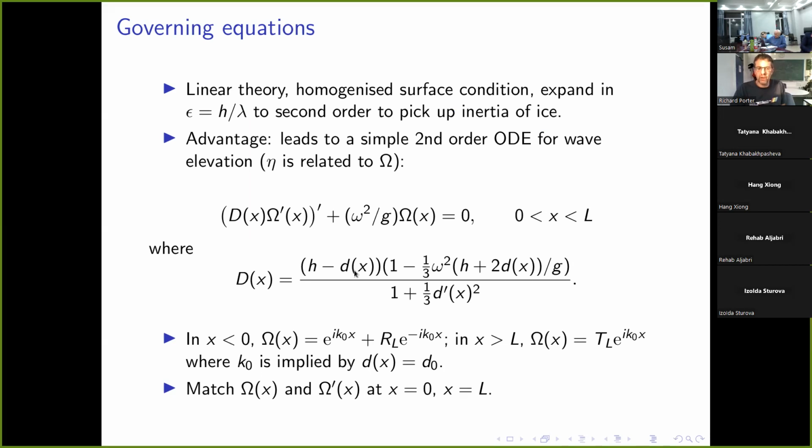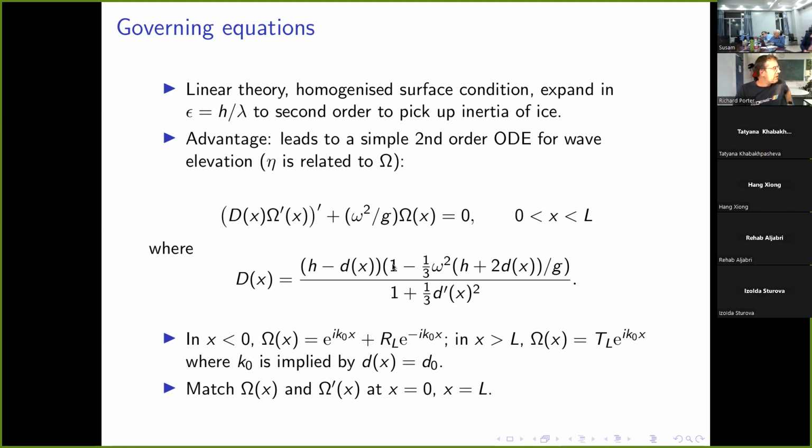Okay, and then so I have a second order ODE, that generates 2 unknowns, and I can match my solution at the 2 endpoints, x equals 0 and x equals L, to determine what will be 4 unknowns, R_L, T_L, and the 2 unknowns that come from the ODE. So I can do this numerically.